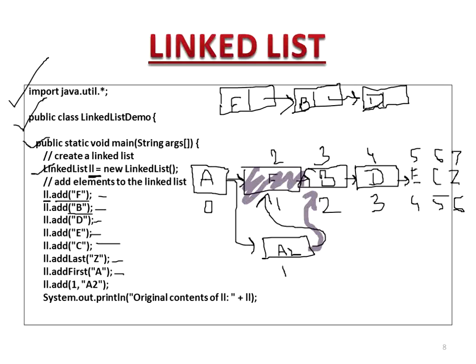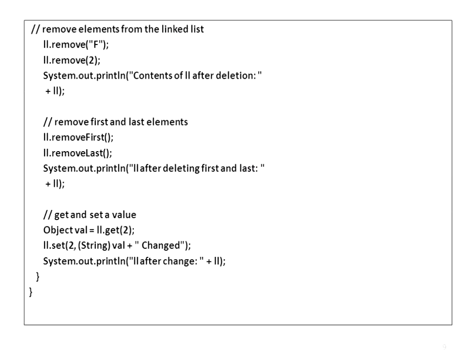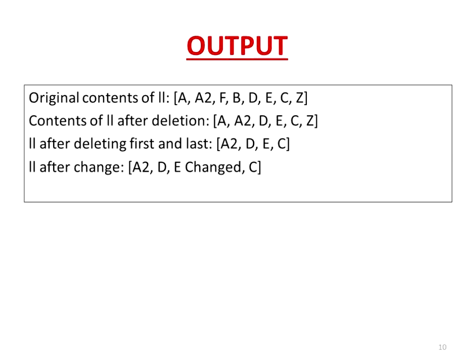Okay. Now what was the index of F? It was 2, 3. Now once this node is removed, the index of B will become 2. So now B will also be removed. So what will be the output? B will be removed.